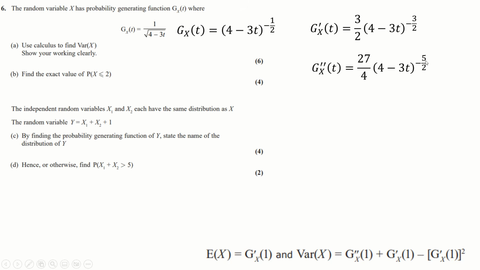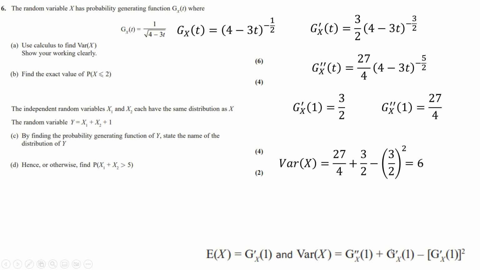And then bring that power down by another 1. They've been really nice here. They've allowed us to substitute in 1 every time. And they've written brackets that make the brackets 1 when you put in 1, which makes all of this go away, which is fantastic. So G dash and G double dash of 1 are super easy to calculate. They're just these two numbers here. And then we can just throw those results into here. And we end up with a variance of 6. Now, find the exact value of P less than or equal to 2.